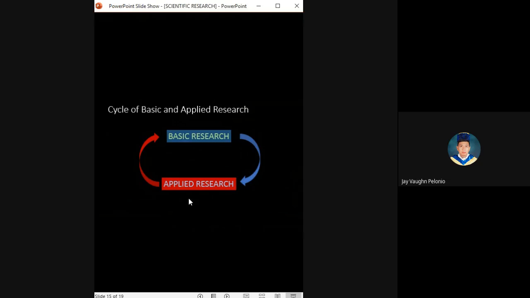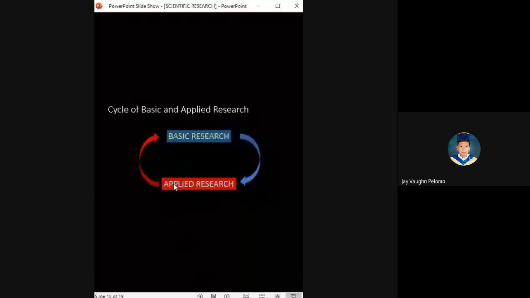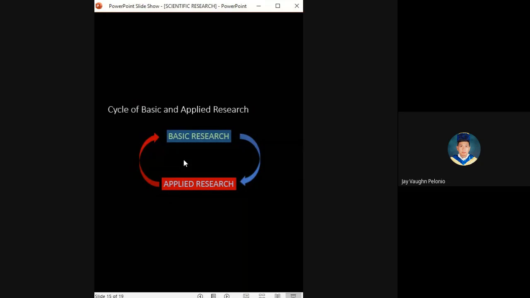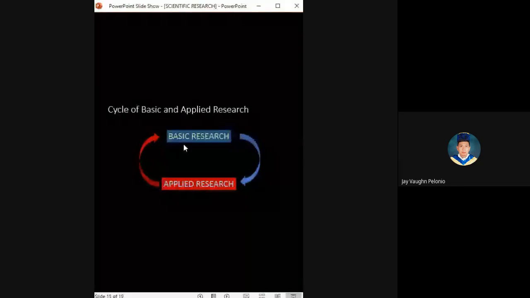Now, how did applied research feed basic research? After proving that the atomic bomb is an effective weapon, it goes back to basic research because it leads to the question, how are we going to make this weapon stronger, more powerful, more potent, and more dangerous? Balik na naman sa basic research. Okay, how about another example?